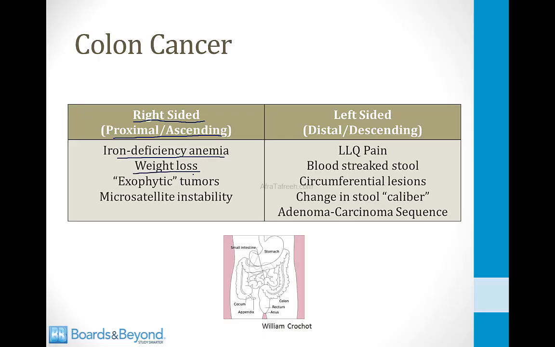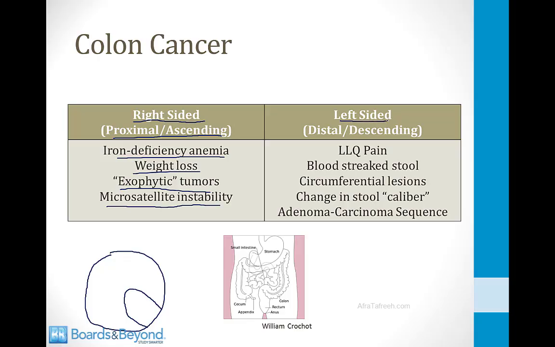And the reason they present this way is because they are what's known as exophytic tumors. And what an exophytic tumor does is it grows out from the lining of the colon. So if this is the lumen of the colon, an exophytic tumor will grow outward like this. Because it grows this way, it generally does not obstruct the movement of stool, and therefore the symptoms develop from slow bleeding and iron deficiency anemia and weight loss. And as we discussed before, right-sided tumors are associated with the microsatellite instability pathway of colon cancer development.